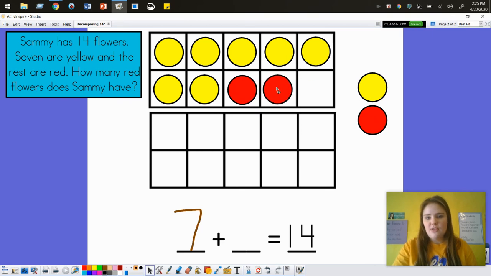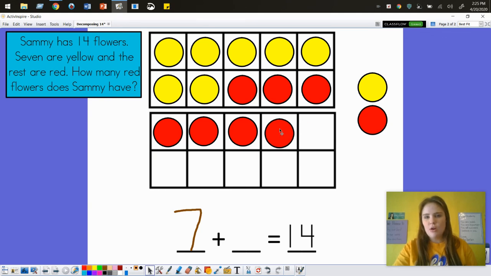As I'm adding these flowers, notice I made it to 10. And now let's see, do you remember what 14 looks like? If you were adding these counters, would you know where to stop? Do I need more or am I done? I have one group of 10 and a group of 4. We know that 10 plus 4 equals 14. So I have all 14 counters ready to go. But now I'm not finished. I have to figure out how many red counters. 1, 2, 3, 4, 5, 6, 7.